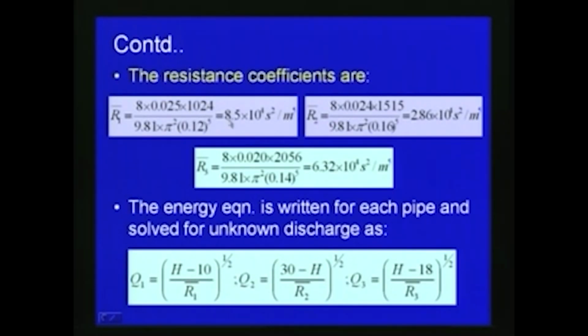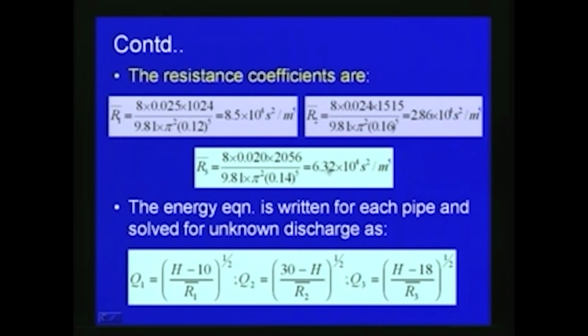So, R1 bar will be 8 into, for pipe 1, f is 0.025 and the equivalent length is now 1000 plus 24. So, 1024 divided by g is 9.81 into pi square into d is 0.12, so d to the power 5, 0.12 to the power 5. So, we get the resistance coefficient for pipe 1 as 8.5 into 10 to the power 4. Similarly, we can find the resistance coefficient for pipe 2, R2 bar, equal to 2.86 into 10 to the power 4, and R3 bar will be 6.32 into 10 to the power 4.